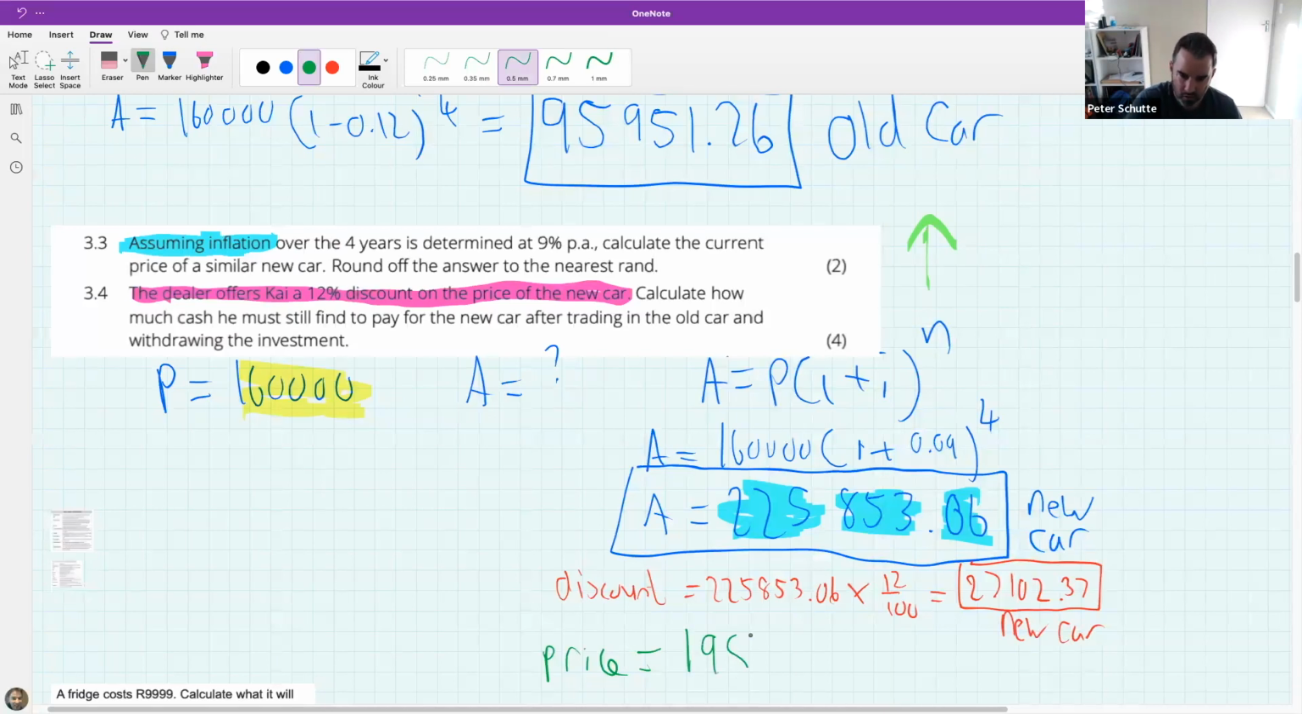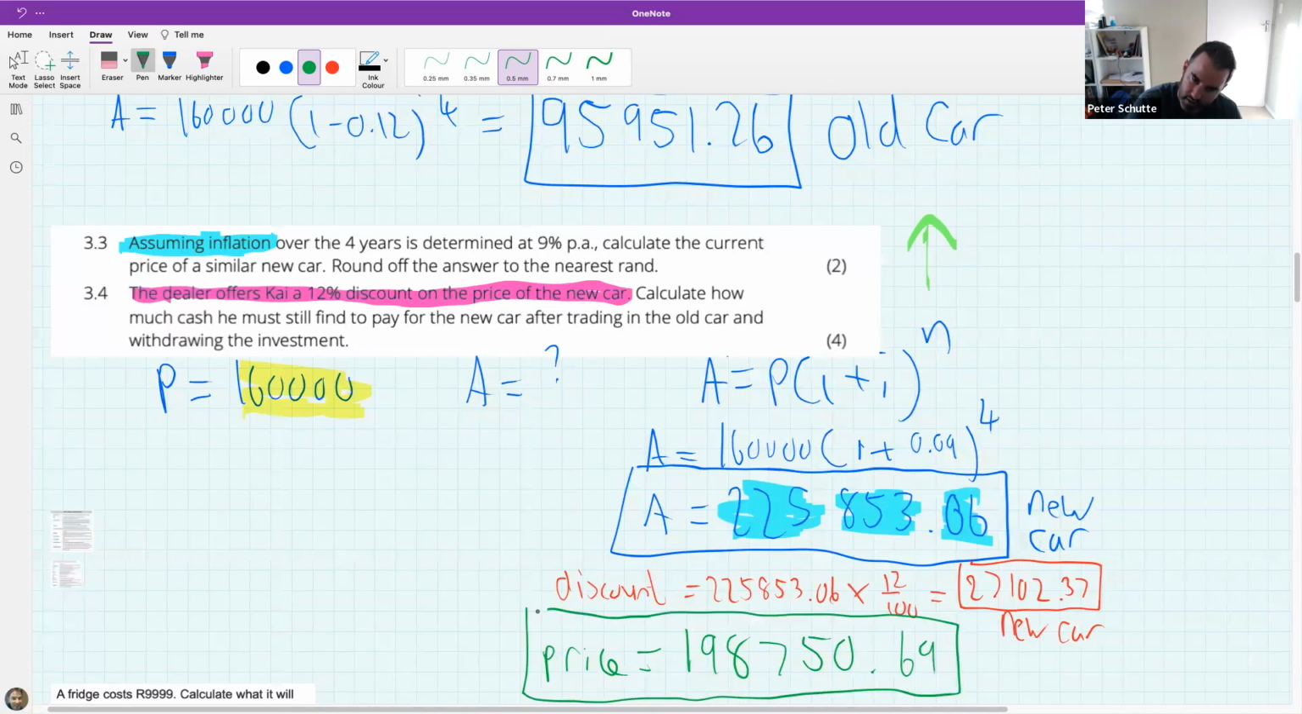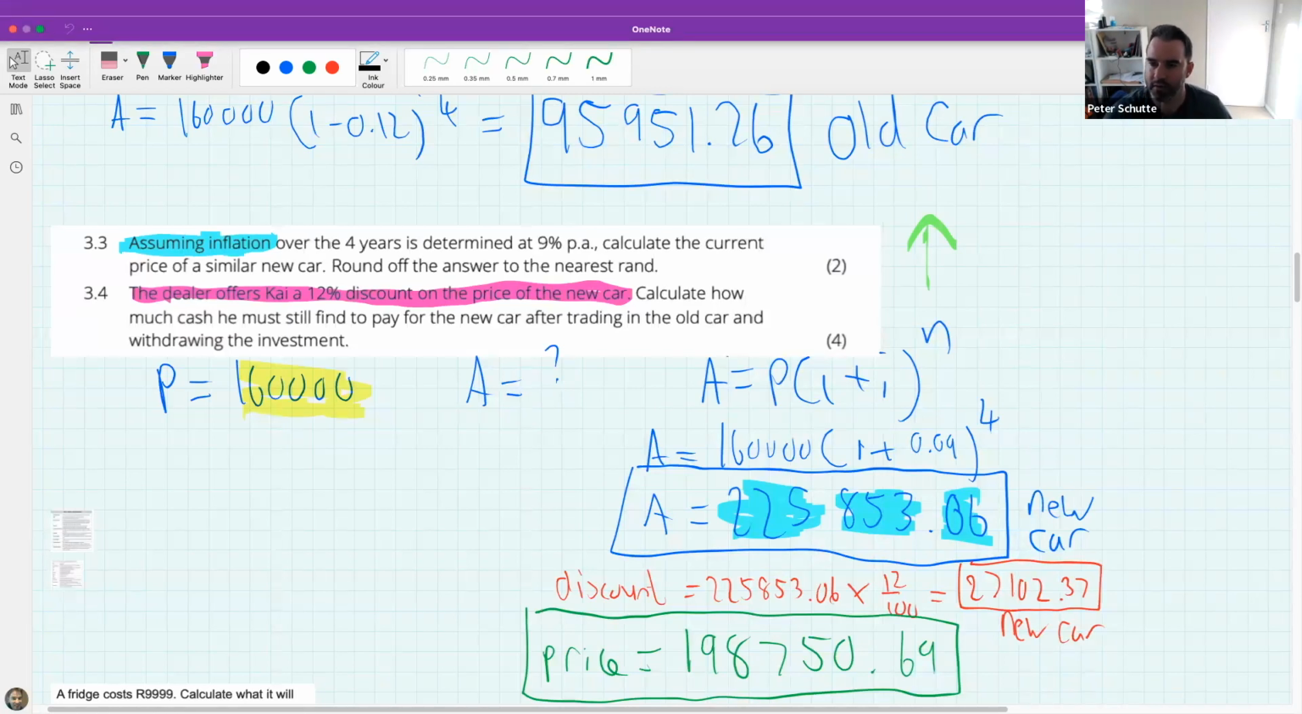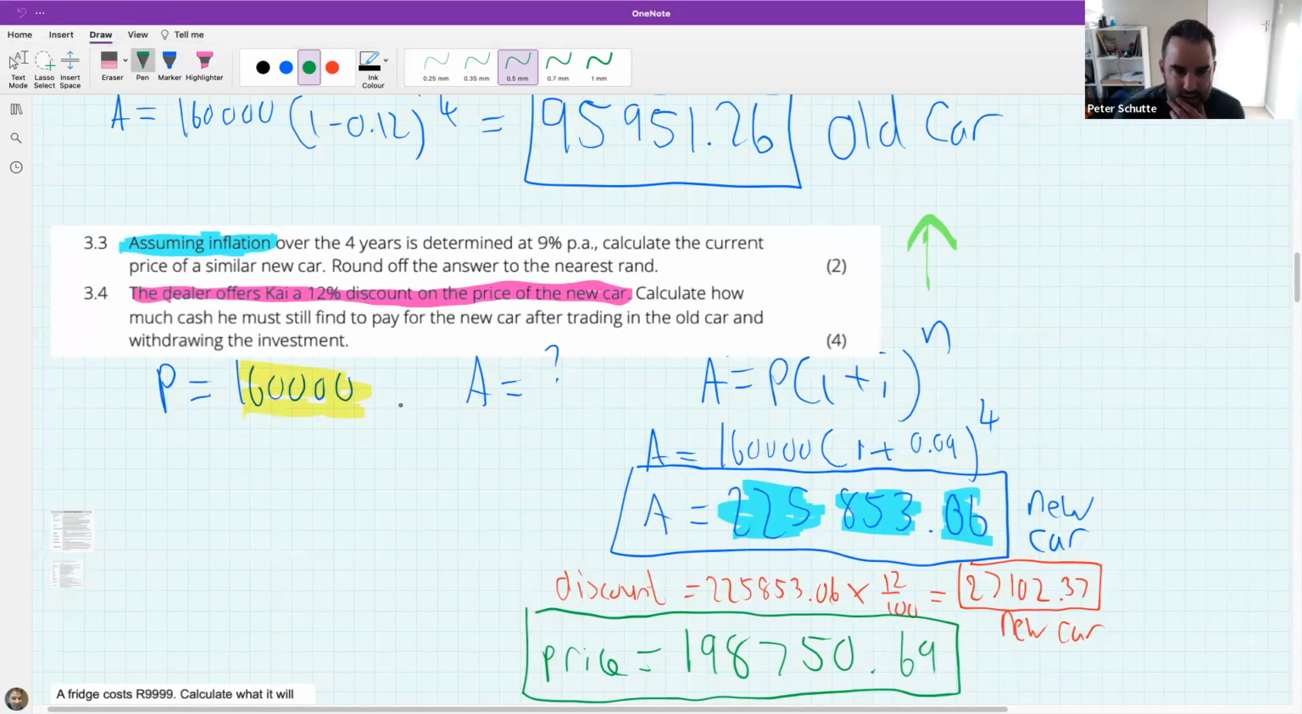So the actual price is going to be, that's how much money he needs to buy his new car, because you get 27,102 as a discount, and that's how much the new car would cost. So take a moment if there are any questions about that or comments. Then it says, calculate how much cash he must find to pay for the new car after trading in the old car and withdrawing the investment.